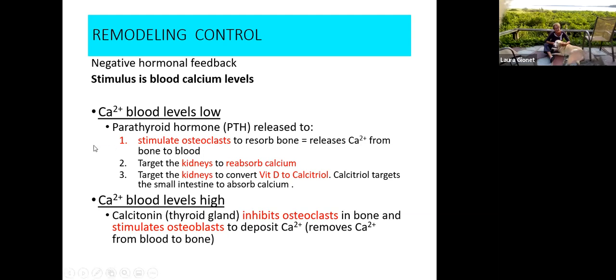So when calcium levels are low, my bad, we use parathyroid hormone to increase blood calcium levels back to a normal range. And when blood calcium levels are higher than normal, we use calcitonin. Do not confuse calcitriol and calcitonin. Ding, ding, ding. Calcitonin will decrease blood calcium levels.